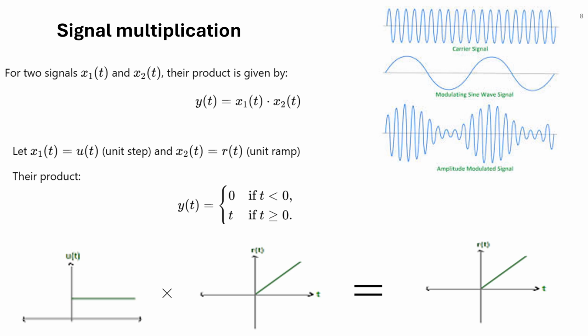The major application of this multiplication can be utilized to modulate the signal with the carrier. So here the first one is the carrier signal, the second one is the message signal, and the third one is your modulated signal.